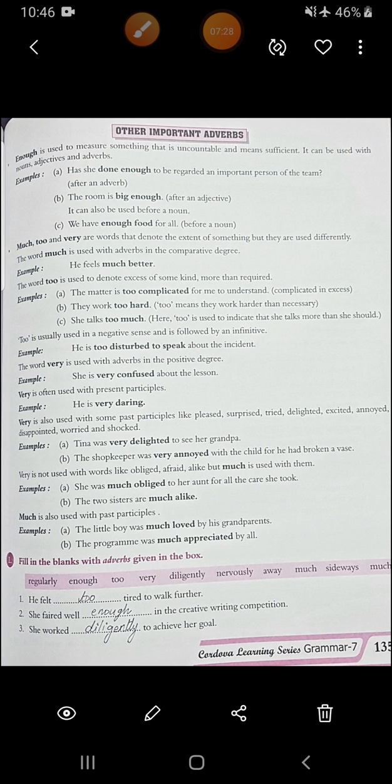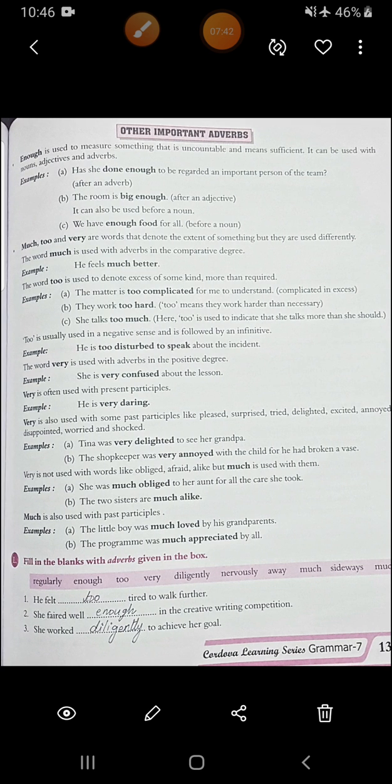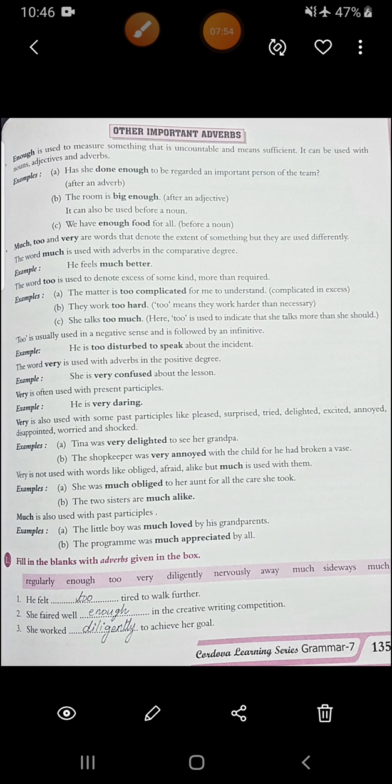Tina was very delighted to see her grandpa. Then second example, the shopkeeper was very annoyed with the child for he had broken a vase. Then very is not used with words like obliged, afraid, alike, but much is used with them. So you cannot write he is very obliged. You can write he is much obliged, but not very. See the example, she was much obliged to her aunt for all the care she took. Then second example, the two sisters are much alike. We don't say very alike, we say much alike. I hope this is clear.